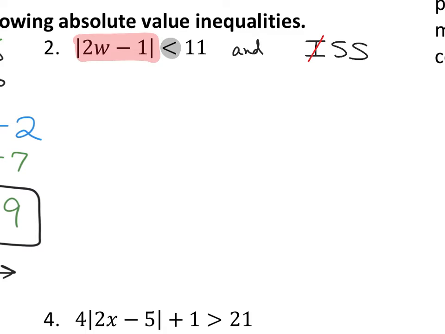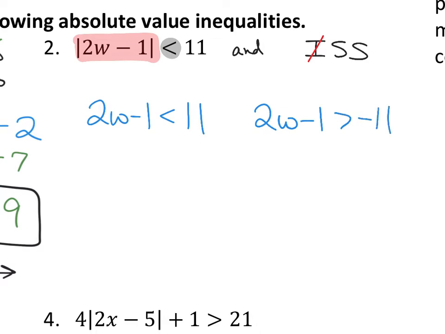We separate it into 2w minus 1 less than 11, exactly what it was without the bars, and 2w minus 1 greater than negative 11. Flip the symbol, change the sign. Then it's just solving steps, a bunch of inverse operations. We take care of getting rid of this first, the negative 1. How do I get rid of minus 1? Plus 1. And what I do on one side, I got to do on the other. Plus 1, plus 1. That'll go away. We're going to have 2w less than 12.